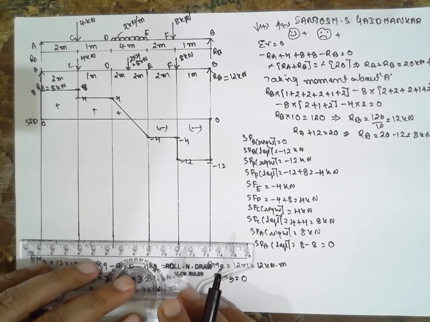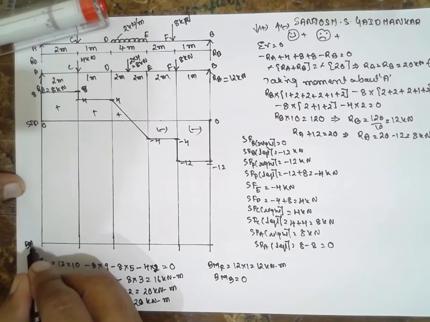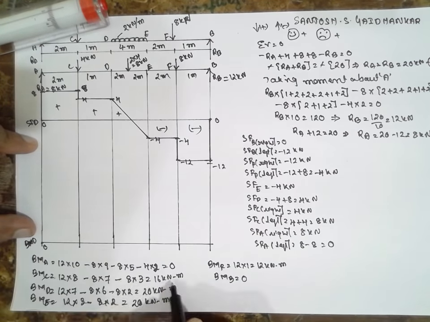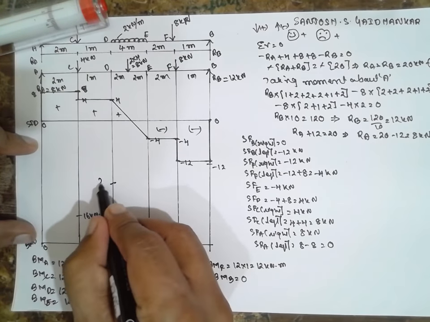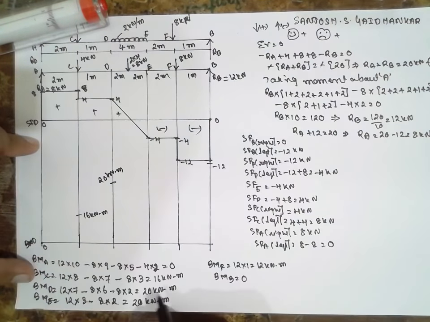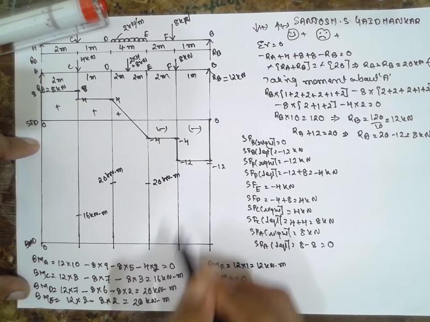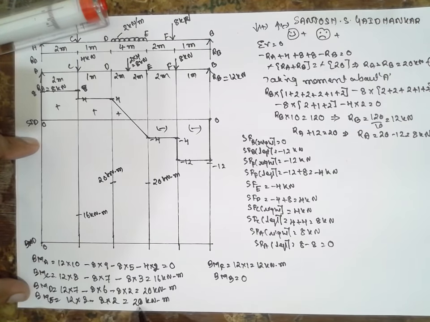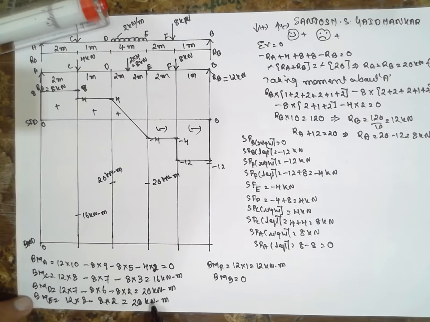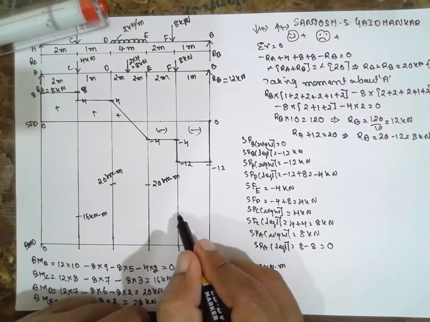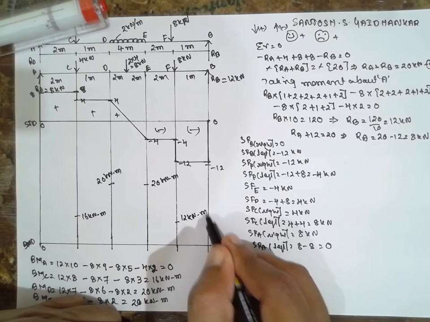Everything is positive here. Above is positive, below is negative. BMD first is 0, at A is 0, at C will be 16 kilonewton meter. Again 20 kilonewton meter. Again 20 kilonewton meter. At E it is 20. At F will be 12, a little bit below the 16, 12 kilonewton meter, and 0.